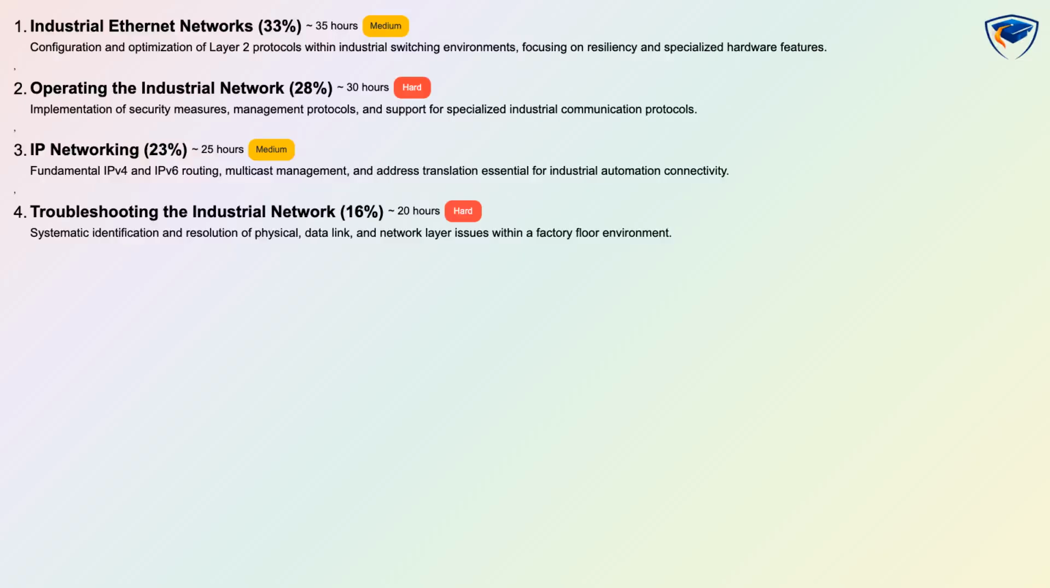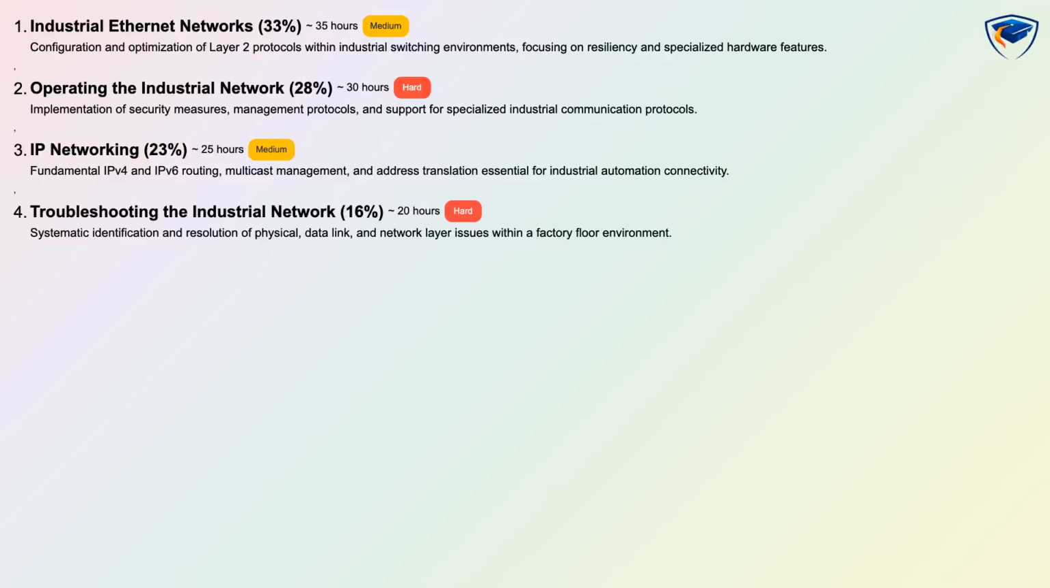Industrial Ethernet networks at 33%, operating the industrial network at 28%, IP networking at 23%, and troubleshooting the industrial network at 16%. Each domain lists the focus, difficulty, estimated learning time, and assessment type so you can plan hands-on practice and scenario work. I will summarize what you will learn in each domain and highlight the most important topics to prioritize.